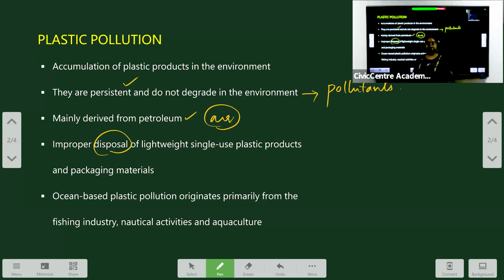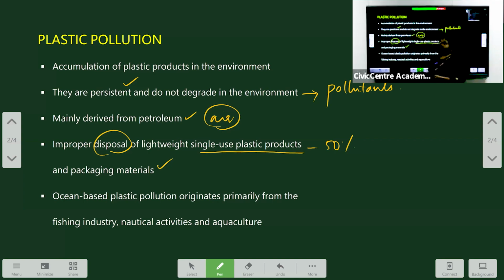And this improper disposal of lightweight plastics like the polythene covers that we use on a regular basis, or the chips packets or biscuit packets, or the single-use plastic products and packaging material, forms up to 50% of the plastics that we find on the Earth's surface. These plastics have reached the top of the mountains and also the deep oceans. They are found in the form of microplastics that are even entering the aquatic ecosystems.